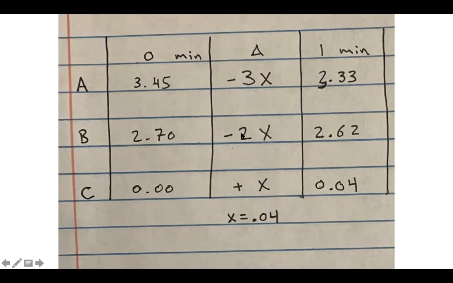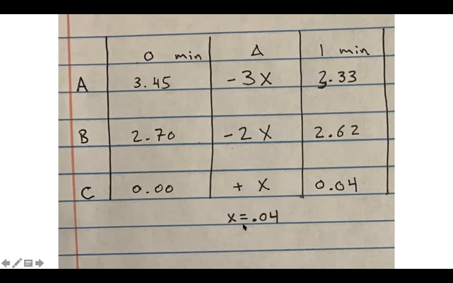The change in B, because it's a reactant and it has a coefficient of 2, is going to be negative 2x. And the change for C is going to be positive x, because the coefficient of C in the balanced chemical equation is 1, and it's positive because C is a product, so it's going to be appearing.